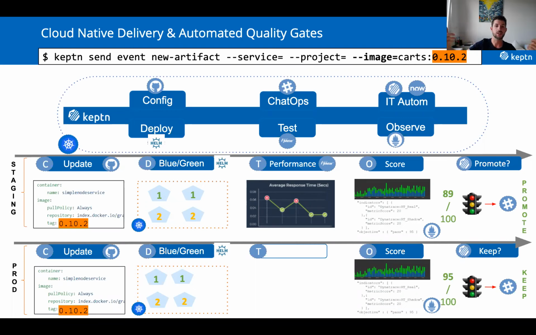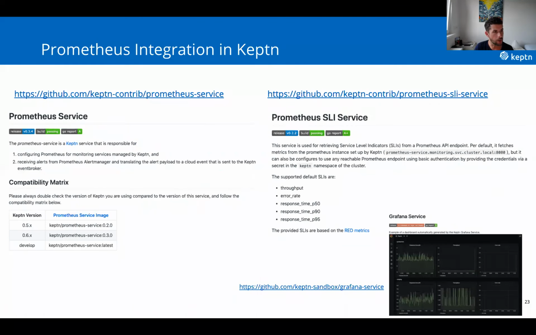Keptn will check, is the increase of the error rate now decreasing, and is it now passing this quality gate again, and then we'll keep this version, otherwise it will escalate, for example. So in this sense, we can integrate Keptn with a lot of different tools with the concept of cloud events. I just provided here a couple of tools that are living in the Keptn ecosystem, I would say.